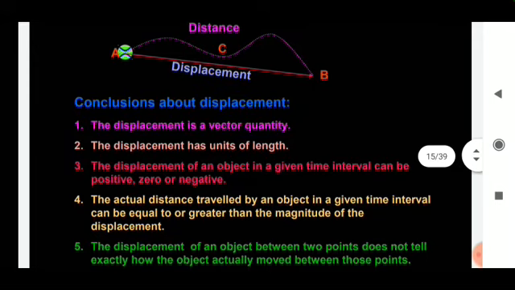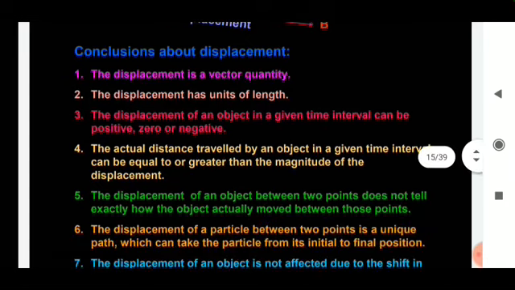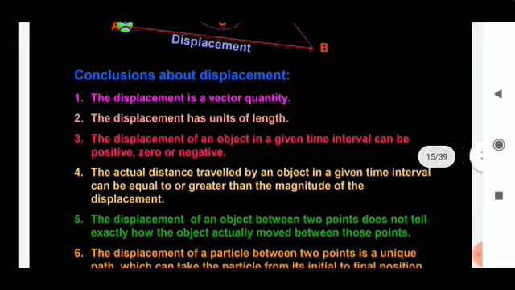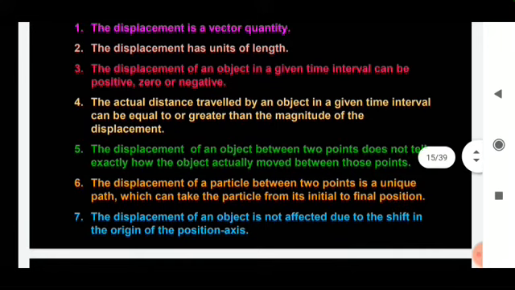So let me see the conclusions about the displacement. The displacement is a vector quantity. Here we have to learn about the two types of quantities. One is the scalar quantity and one is the vector quantity. A scalar quantity doesn't mention the direction, but for the displacement, direction is a must. So the displacement is the vector quantity. The displacement has units of length. The displacement of an object in a given time interval can be positive, 0 or negative.